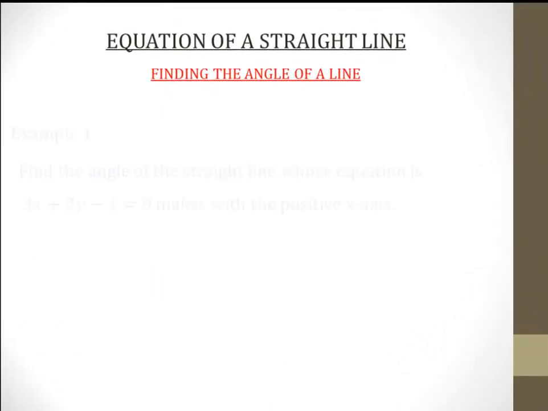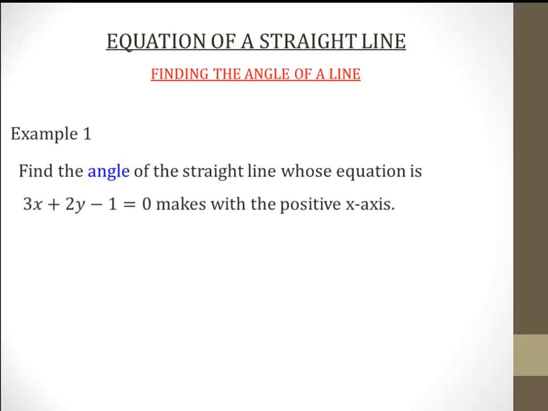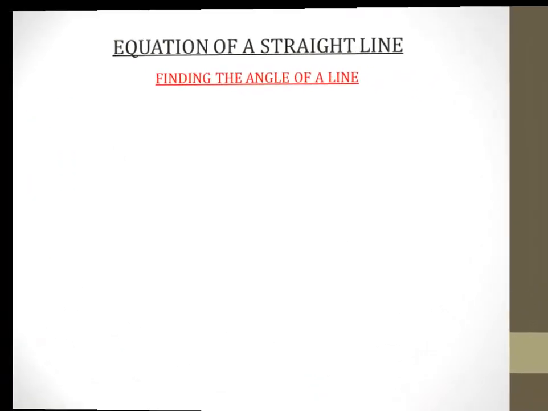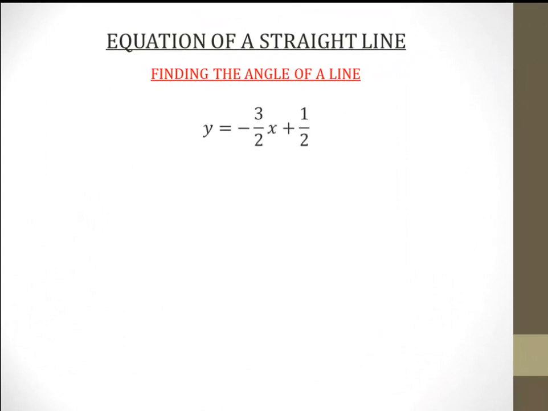Let's take our first example. Find the angle of the straight line whose equation is 3x plus 2y minus 1 equal to 0 makes with the positive x-axis. Solution: 3x plus 2y minus 1 equal to 0. We move 3x and negative 1 to the right side of the equation. So that gives us 2y equal to negative 3x plus 1. We have to express this in the slope equation form by making y the subject. So we divide through by 2. And that gives us y equal to negative 3 on 2 x plus 1 on 2.